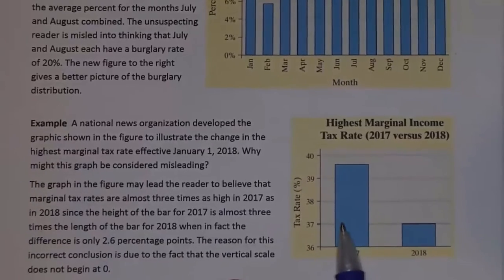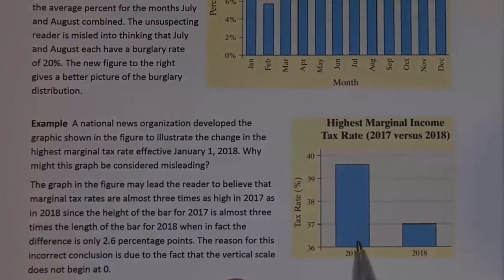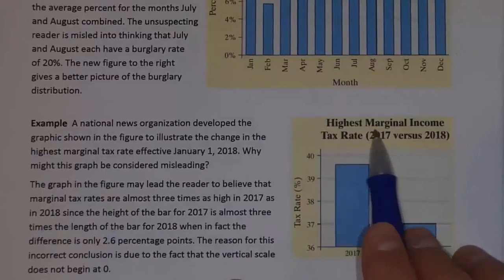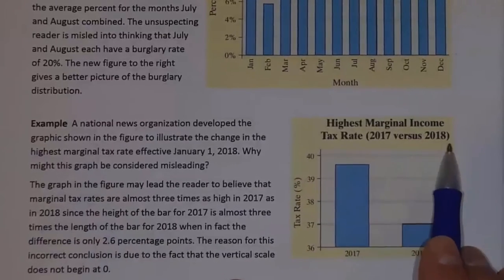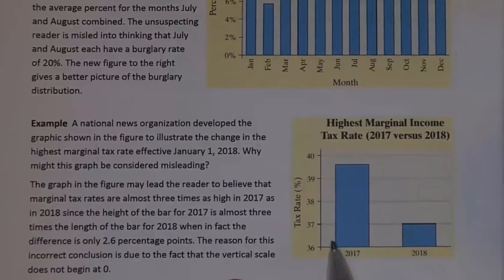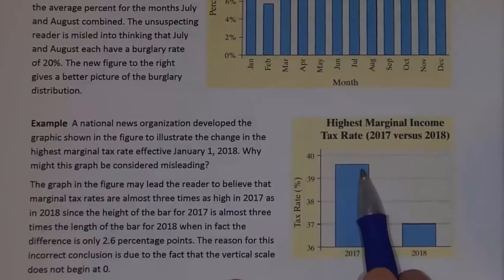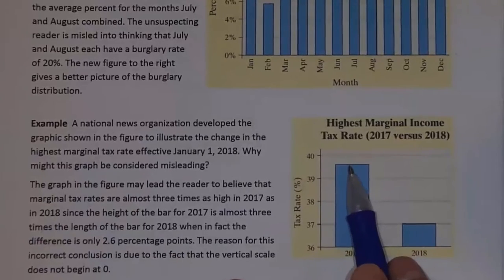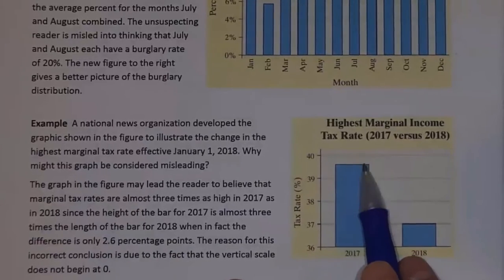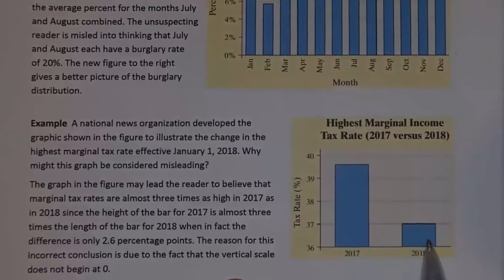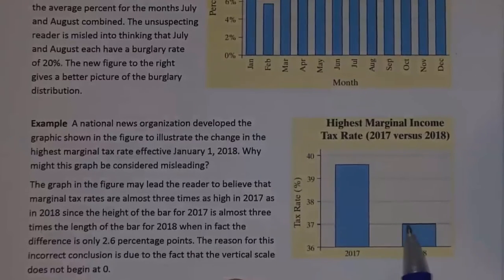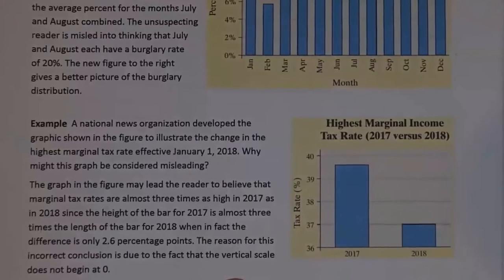Well, take a look at this. So again, the graph is supposed to show what the highest marginal income tax rate is in 2017 versus 2018. Looking at the graph, in 2017, the highest marginal income tax rate would have been maybe 39.6 or 39.7%. In 2018, it had dropped to about 37%. So what's misleading about the graph?